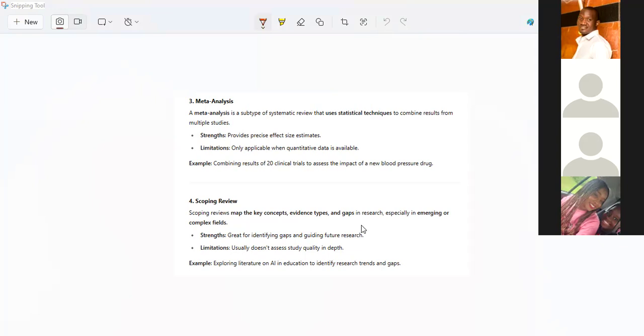Any questions so far? Are we clear? Any questions so far? Please ask where you're behind. So this is very important. It's very important for you to know and differentiate.